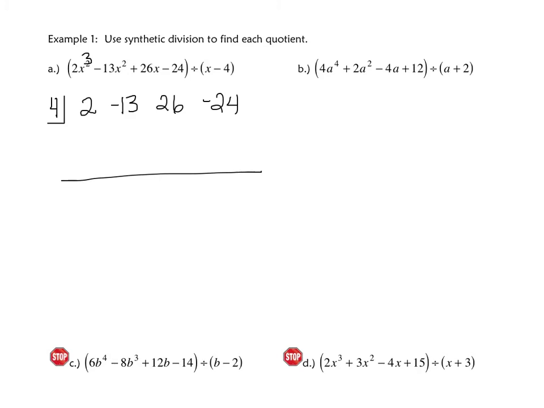All right, bring down that first coefficient, it's 2. 2 is going to be multiplied by that 4 that's inside the box. That answer goes here, 8. So this is how I would do 2 times 4. That's how I get that answer.